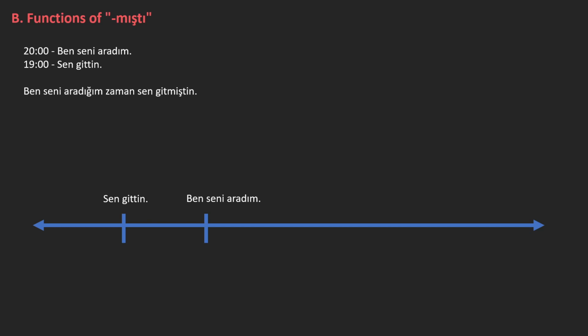Uyuyordu will be they were sleeping. Uyumuştu will be they had fallen asleep. Yes, uyumuştu they had slept, they had fallen asleep.